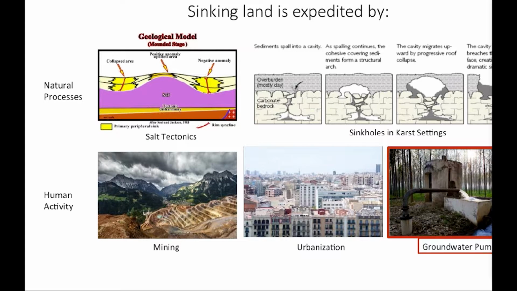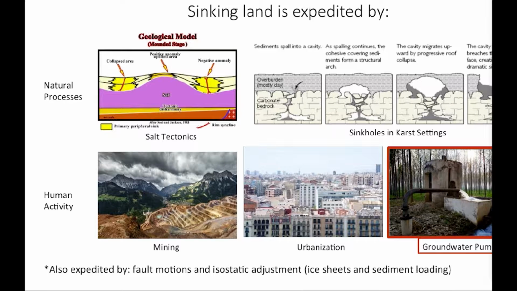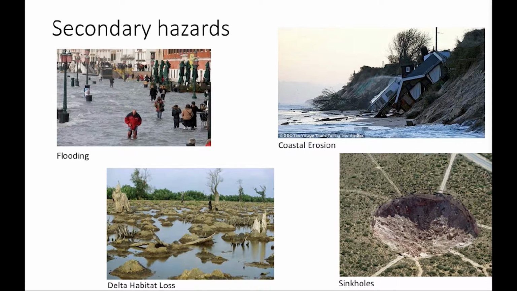So sinking land is expedited by natural and human processes, such as salt tectonics, sinkholes, and karst settings. For human activity, we have mining, urbanization, and groundwater pumping, which is what my research focuses on. And it's also expedited by fault motions and isostatic adjustment with ice sheets and sediment loading. So the hazards of the hazard: there are plenty of secondary hazards to land subsidence, such as flooding, coastal erosion, delta habitat loss, and sinkholes.